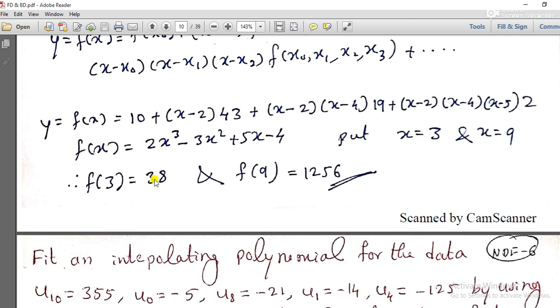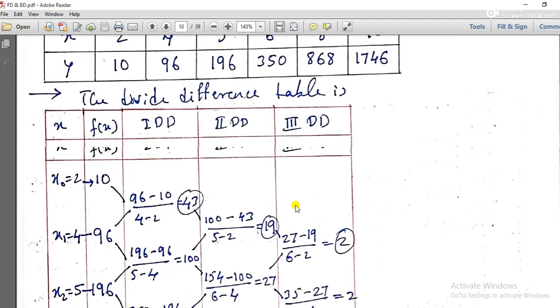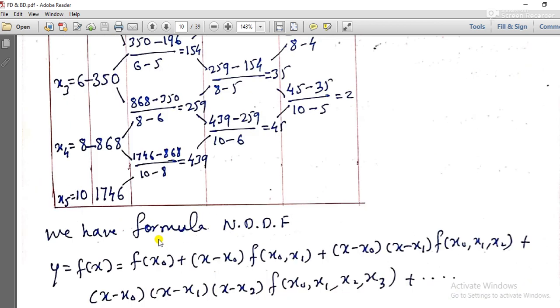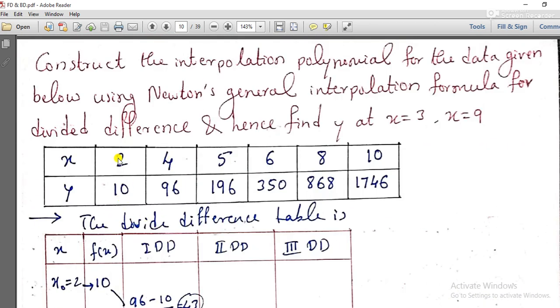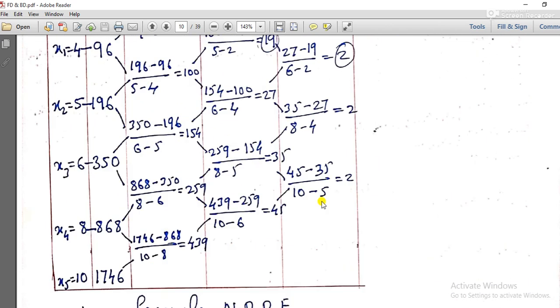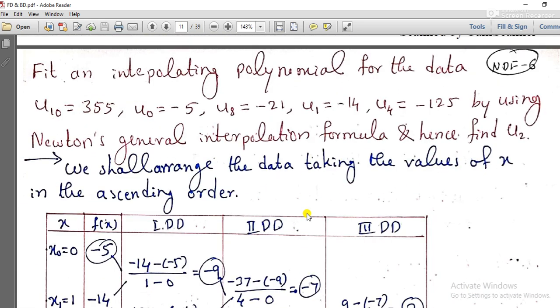Put 3 here: f of 3 is 38. Put x equal to 9, we get 1256. See here, the x equal to 3 value is 38. Our question has 3 in between 2 and 4, so the answer is also in between 10 and 96, and the answer is 38. Then 1256 is in between 868 and 1746, because 9 is in between 8 and 10, so the answer is also in between these two values. So this is the Newton divided difference.